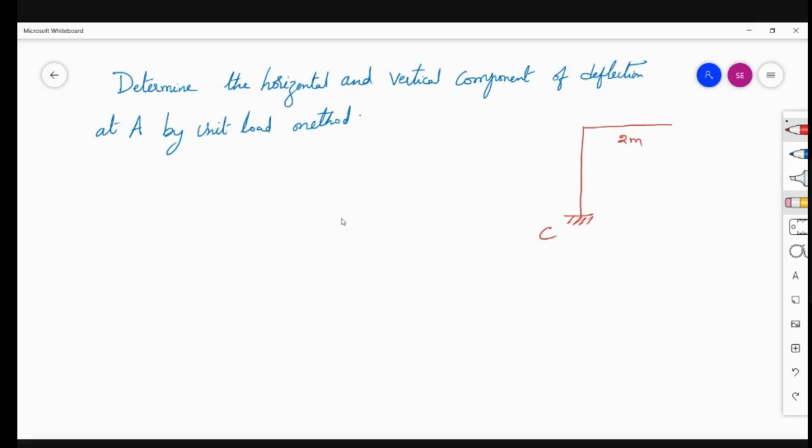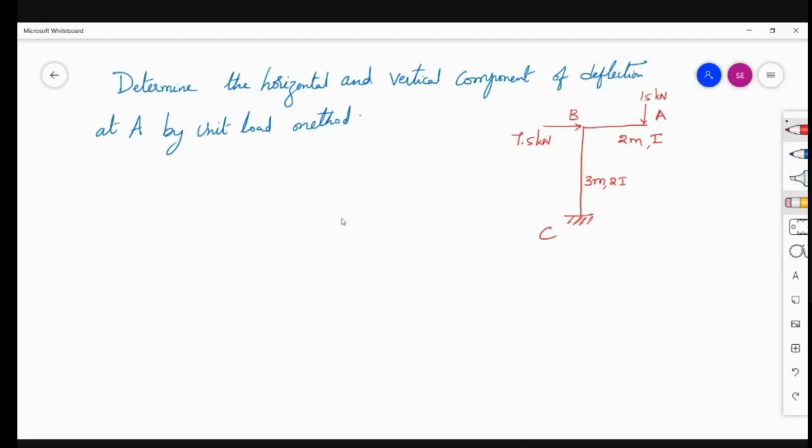This one is 2 meters. It is having a moment of inertia of I. This is 3 meters and it is having a moment of inertia of 2I. A point load of 7.5 kilonewtons is acting, and here another concentrated load of 15 kilonewtons is acting here. This is the question, and the point A is this one.